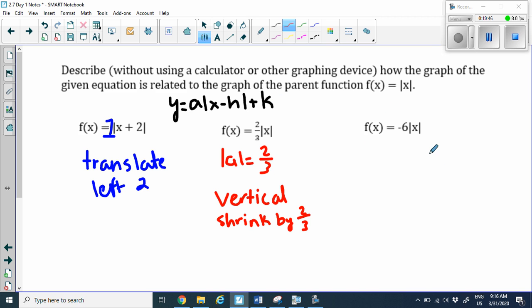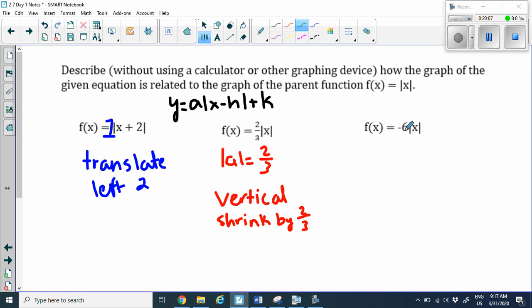Okay, I would like you to go ahead and pause this video again and try this last one that is at the end. So determine all the transformations of f of x equals -6 times the absolute value of x. Okay, hopefully you paused the video. If you were stuck, let's see if we can get you unstuck.